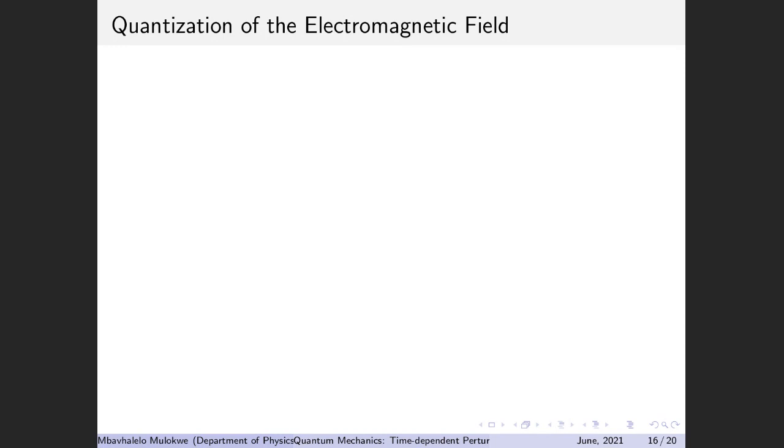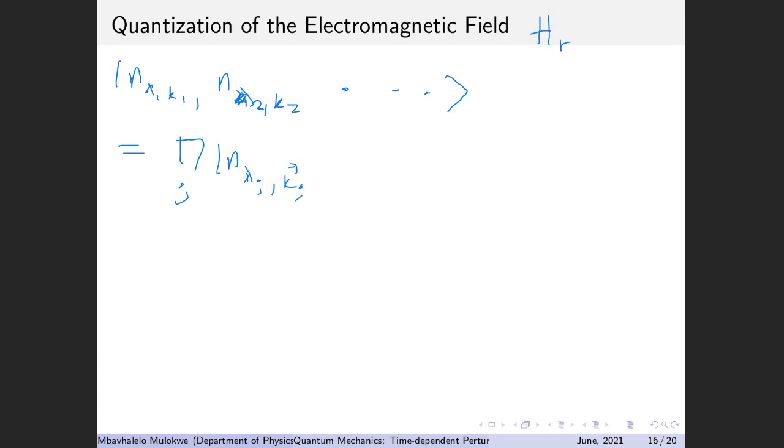So then maybe one final thing I should mention is that the eigenstates of what we call H_R are of the form n lambda 1 k1 and n lambda 2 k2, and so on, which are just products over j of n lambda j kj. Right.